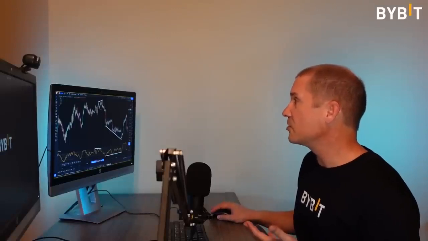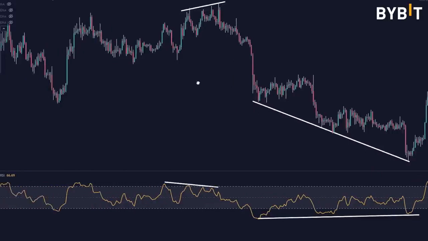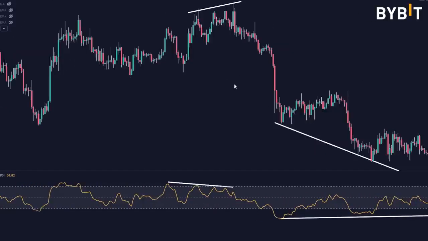When you do see divergence showing up, there's a couple of ways that you could trade it. And my favorite way of wanting to trade this would be using what is called a breakout trade. So let's just focus in on this bearish divergence from the top. So we have price coming up and reaching a new high. We've got the RSI that is not reaching up to new highs.